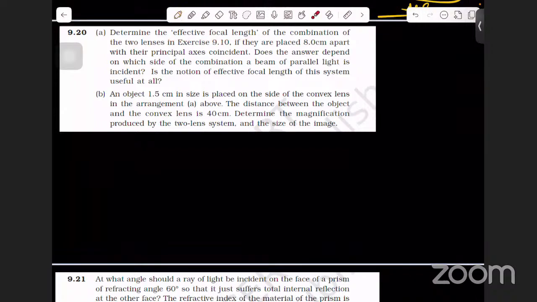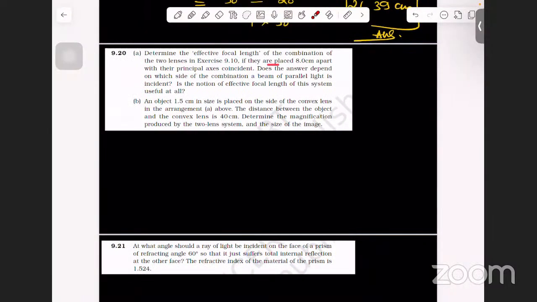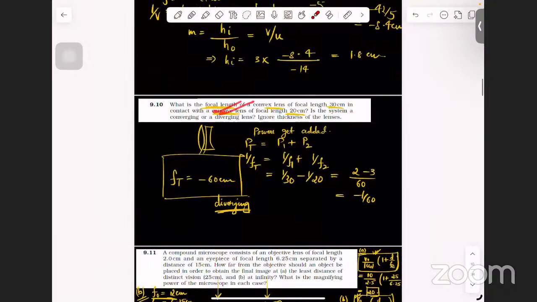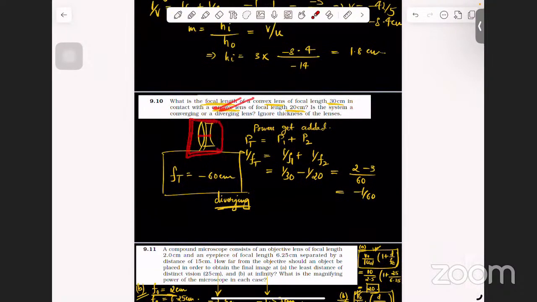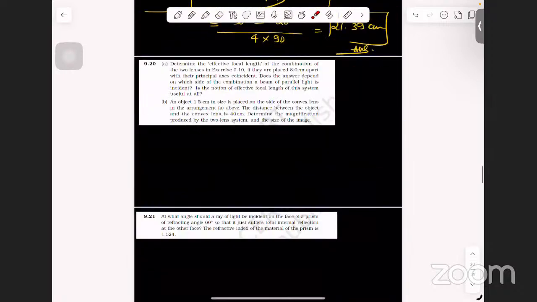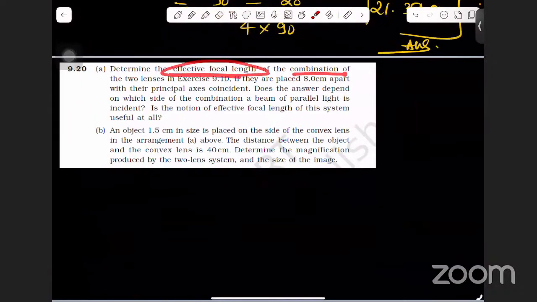Determine the effective focal length of the combination of two lenses in exercise 9.10. Okay, so let's move on to 9.10. In this question, we found that when two lenses were kept, the powers were getting added. One was a convex of 30 centimeters and one was a concave of 20 centimeters. So determine the effective focal length of the combination.